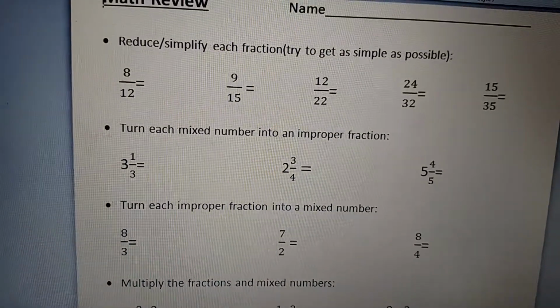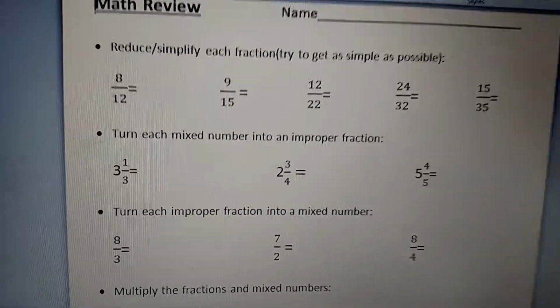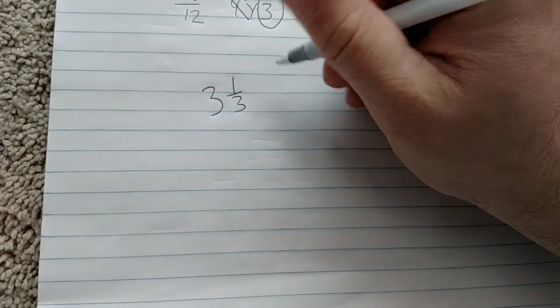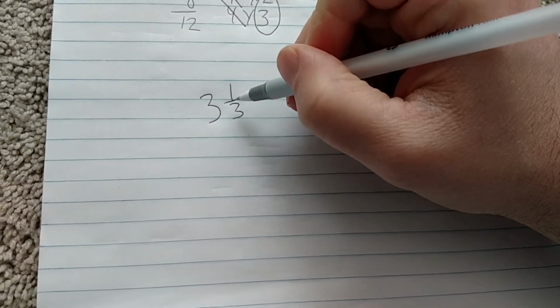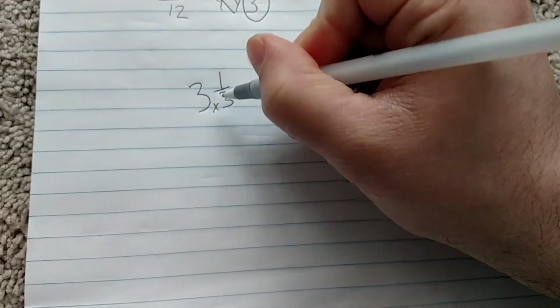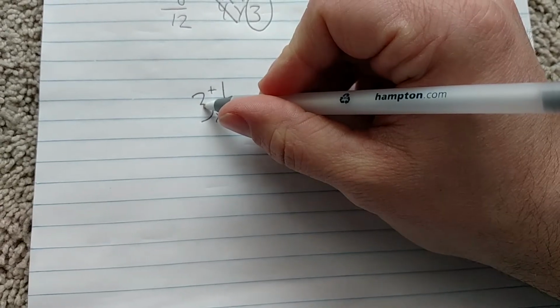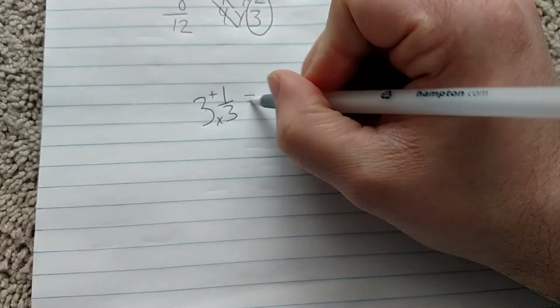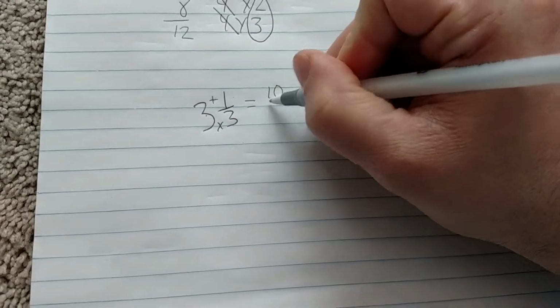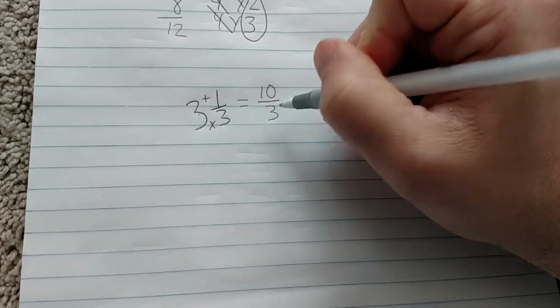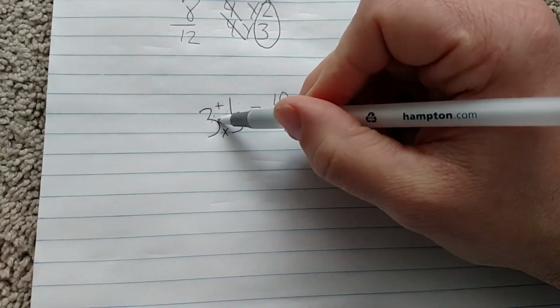Next one is turn each mixed number into an improper fraction. I'll do 3 1/3 on my paper. So here is 3 1/3. Most of the kids for this one have already figured out that if I just do a times sign here and a plus sign here, 3 times 3, which is 9, plus 1, which is 10, and then bring my same denominator down over here, I have turned this mixed number into an improper fraction, 10/3.